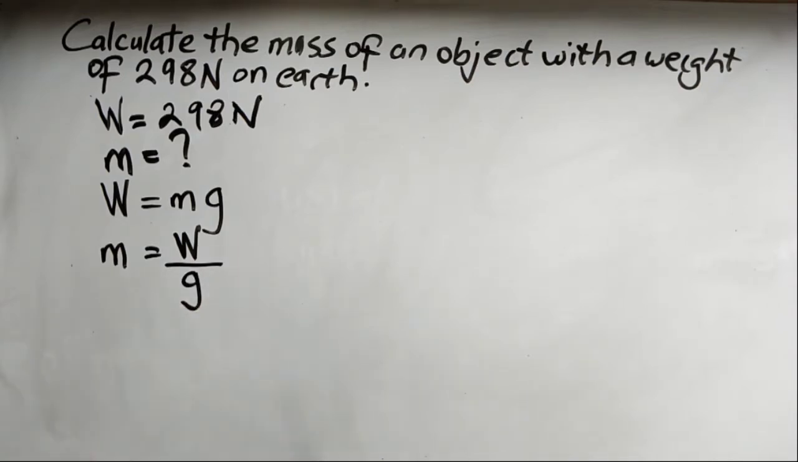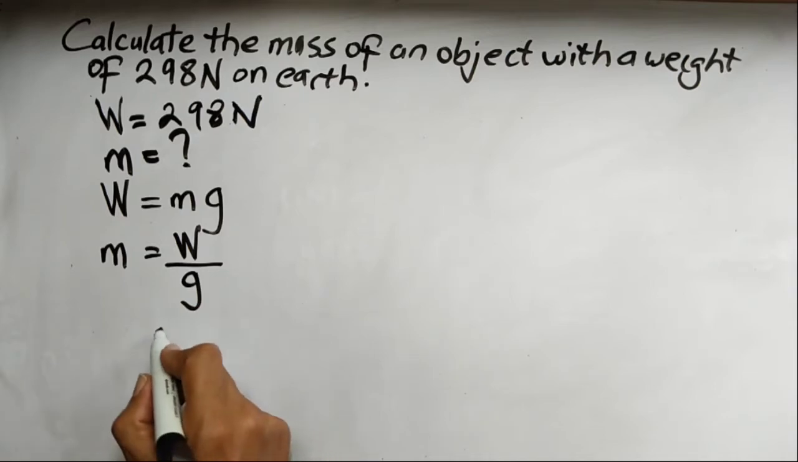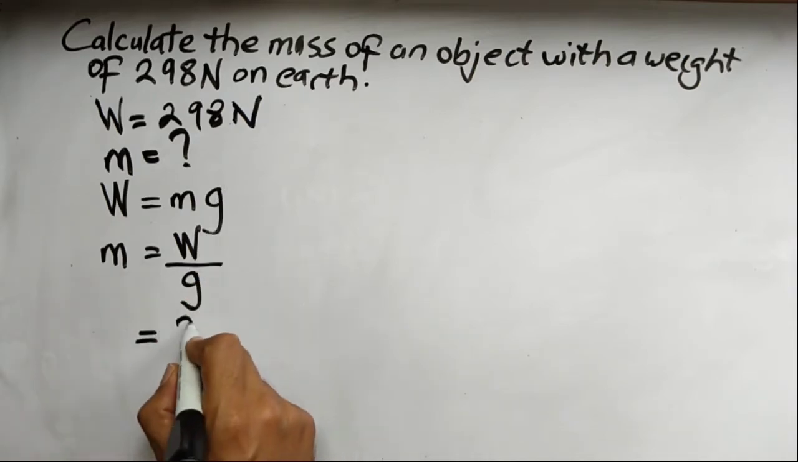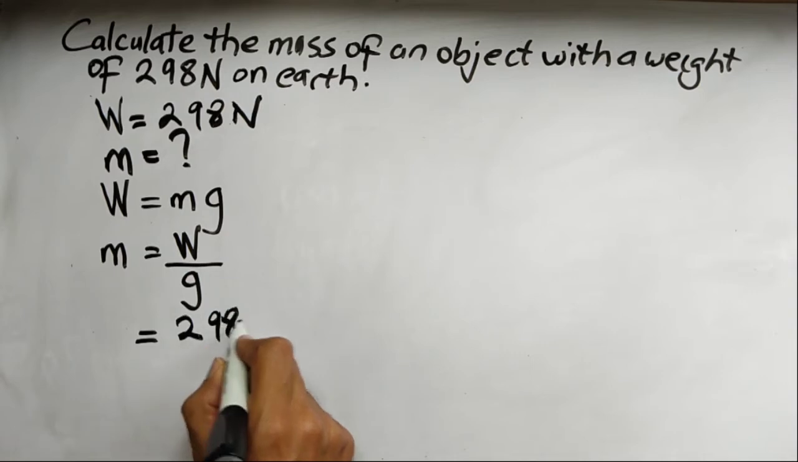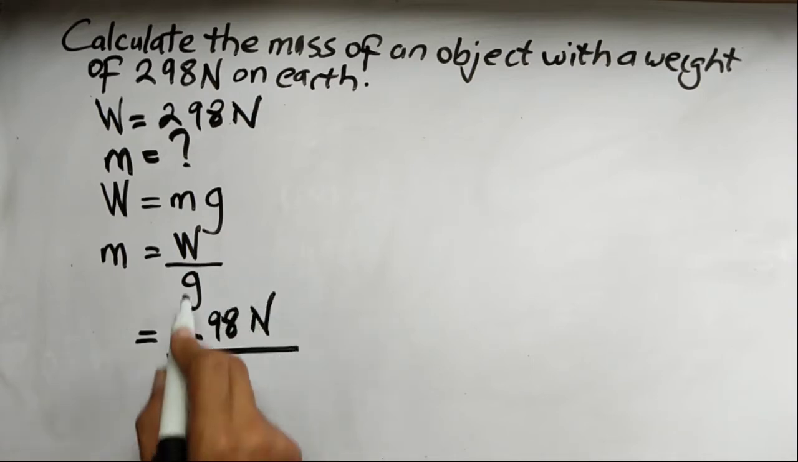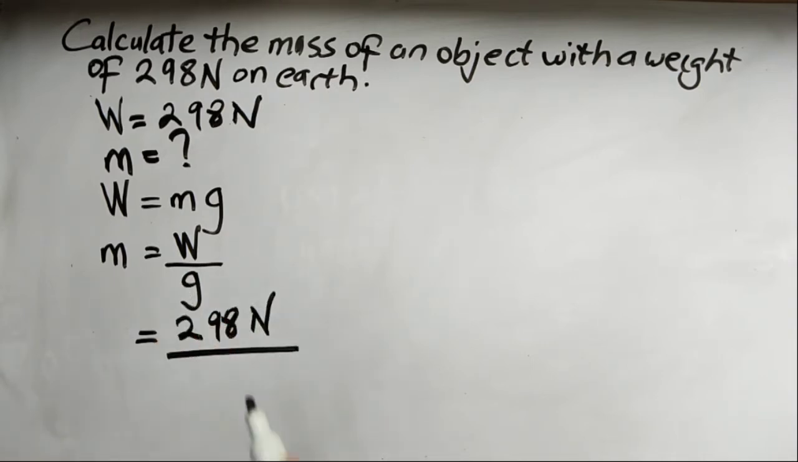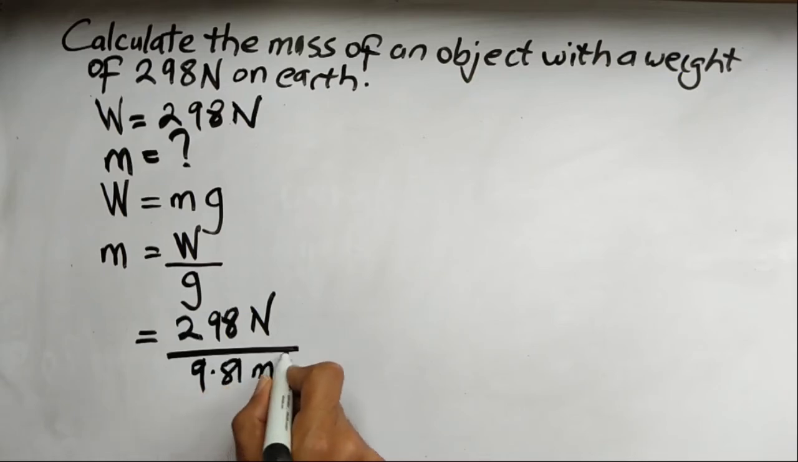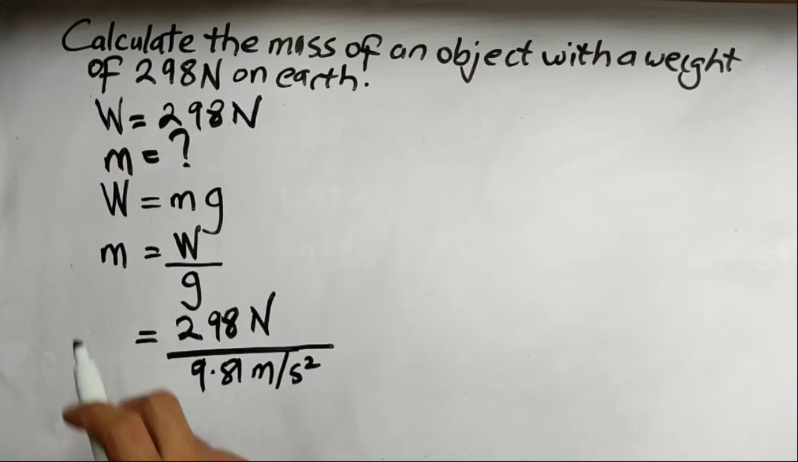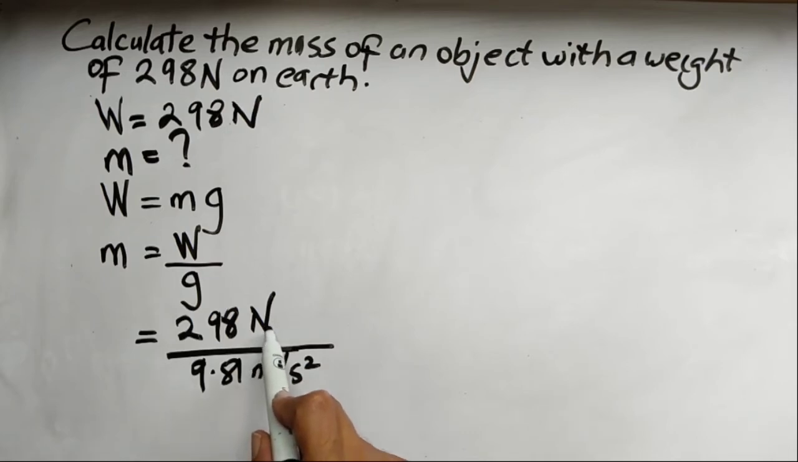So we can substitute values here and look at the units. So the weight is 298 newtons, and we are going to divide that by the acceleration due to gravity, 9.81 meters per second squared. Alright, so we have to calculate mass, and we must show that the mass will be calculated in the unit of kilogram. So we'll first have to change this Newton.